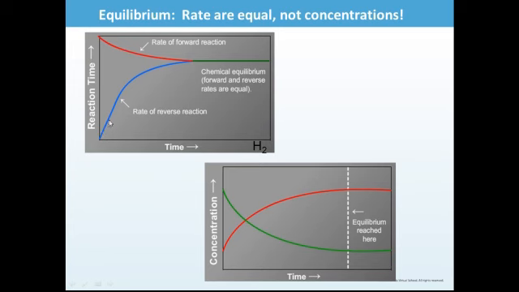As we make more and more products, we're going to have them breaking down faster and faster. And as we're making more products, our reactants are getting less and less, and so that rate is slowing down. And eventually they will get to this magical time, the rate of the forward reaction equals the rate of the reverse reaction. And that reaction will just continue forever.